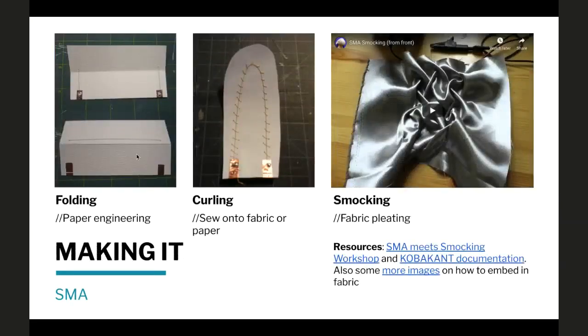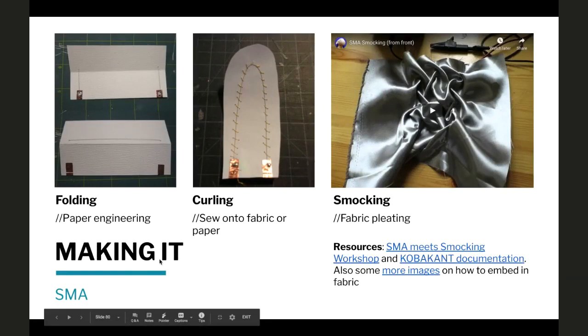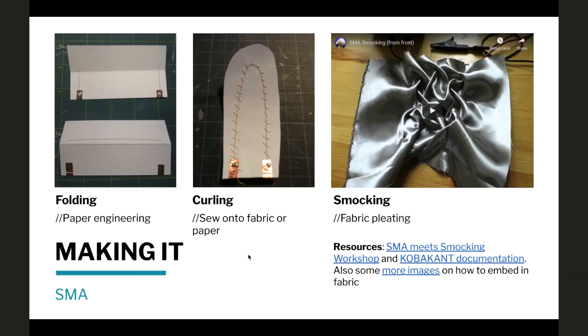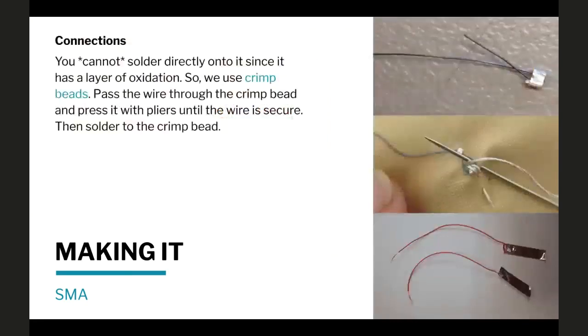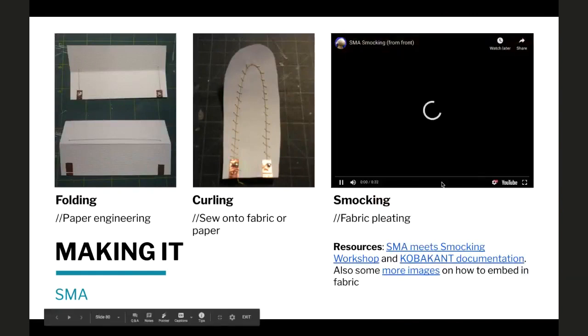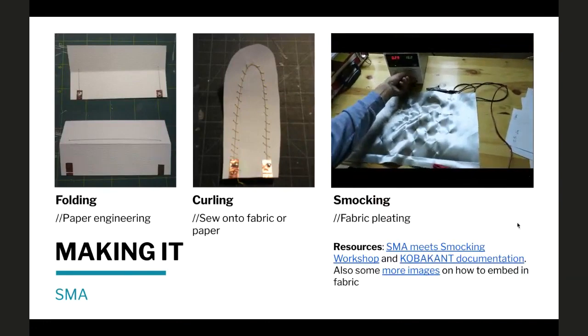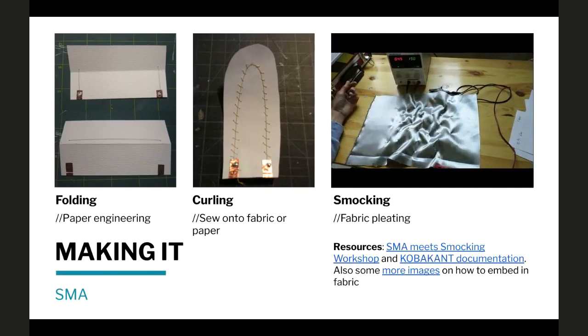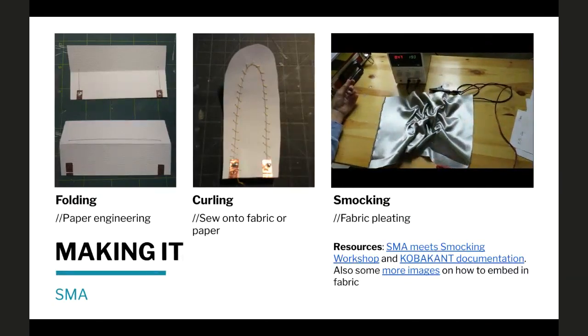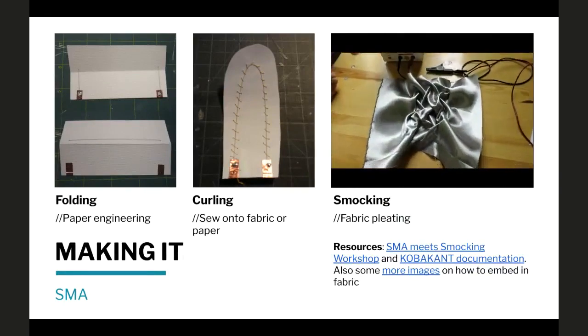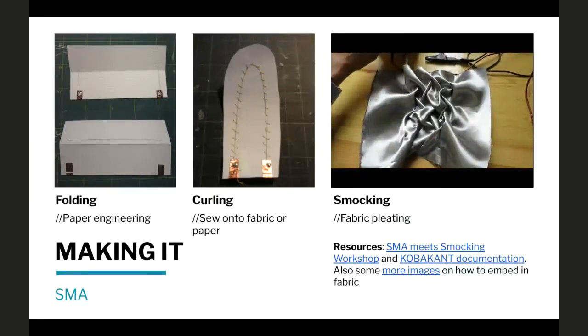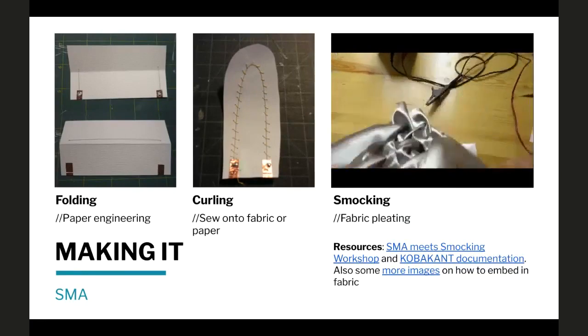So a few different examples of actually embedding it. If you're working with untrained Flexinol, you can use different paper engineering techniques to make larger behaviors happen. Another really nice example with fabric is from Kobakant. I'll just show this quick video. They used SMAs to create a really lovely blooming effect. As you can see, there are many links to the documentation around how they did this.